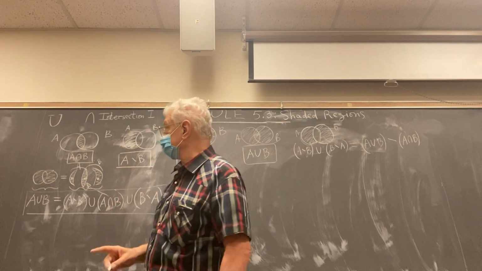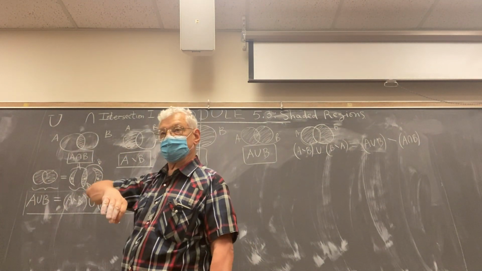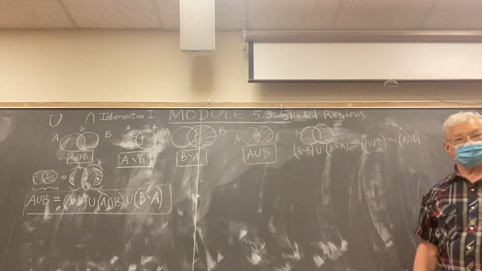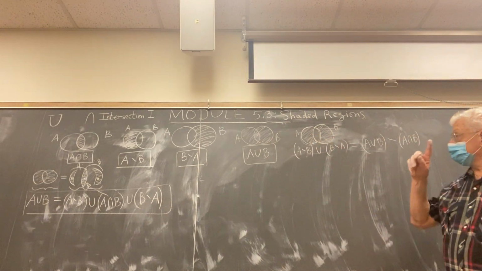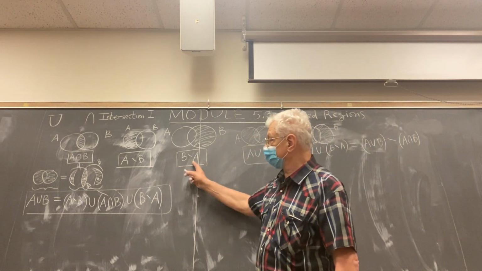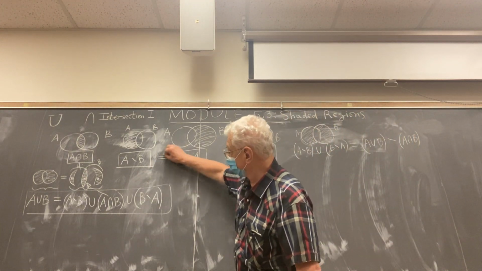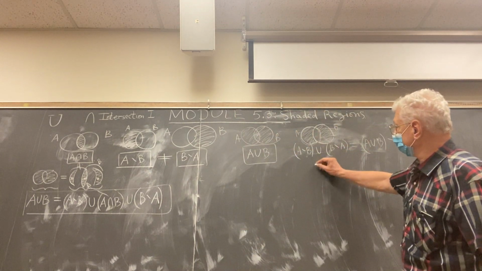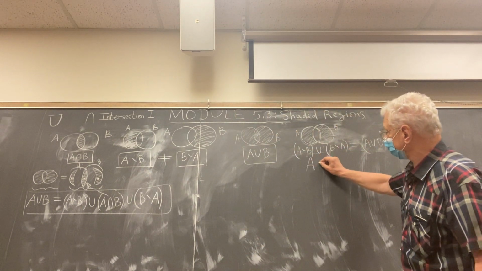But now it's interesting, I remove the middle part. And if I remove the middle part, I'll get this part. If you compare A minus B and B minus A, they are not equal. But in this case, that one is called symmetric difference.